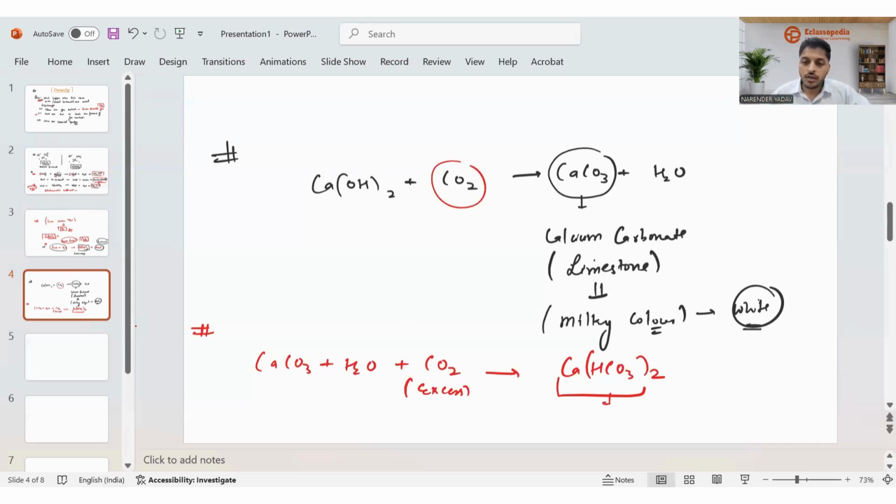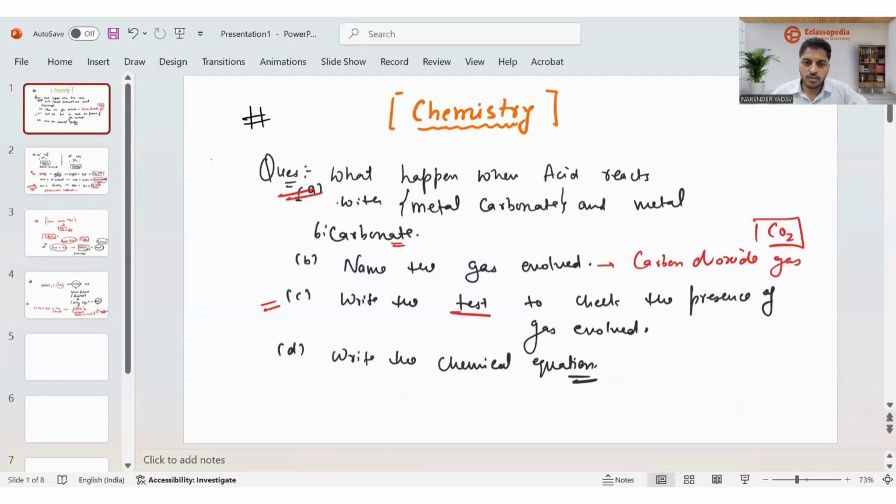What is its property? It is soluble in water, and anything soluble in water will give the color of water. And what is the color of water? It is transparent. So the observation in the experiment is that if you pass excess CO2 through this lime water, the milky color which appeared will disappear again and the solution will become colorless or transparent. This way we can check. The test name is the lime water test.